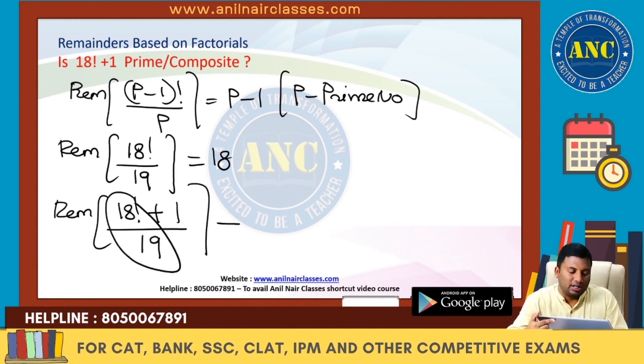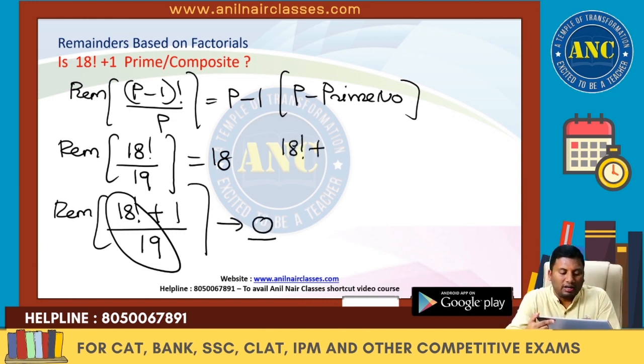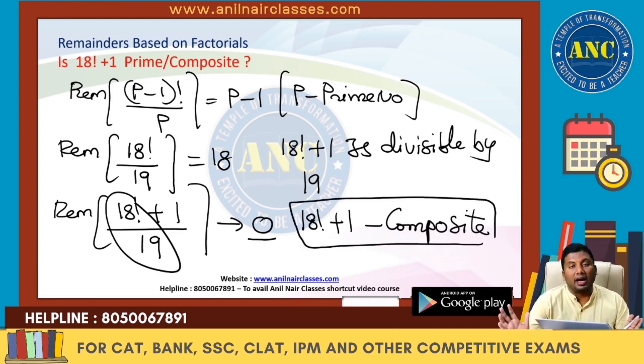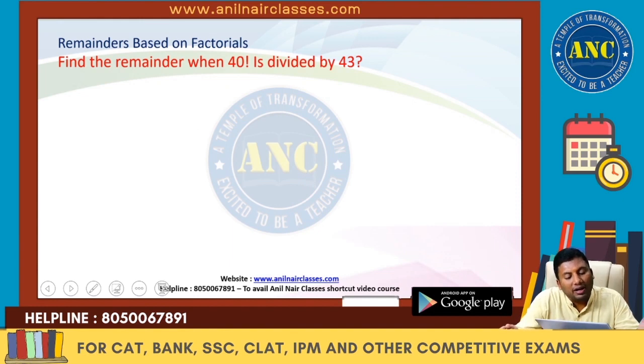18 plus 1 is 19. 19 divided by 19, remainder 0. That means 18 factorial plus 1 is divisible by 19. Therefore, 18 factorial plus 1 is a composite number. Idea clear, right? Very easy questions if you know it. If you don't know it, you will say, how do I check whether a number is a prime number or not? Next one, find the remainder when 40 factorial is divided by 43.